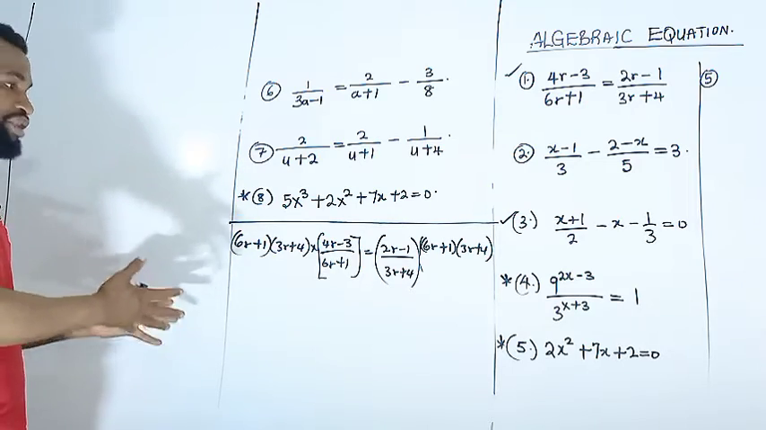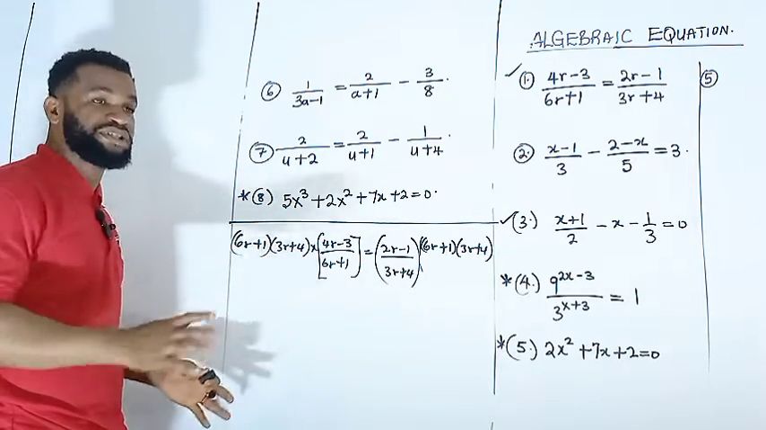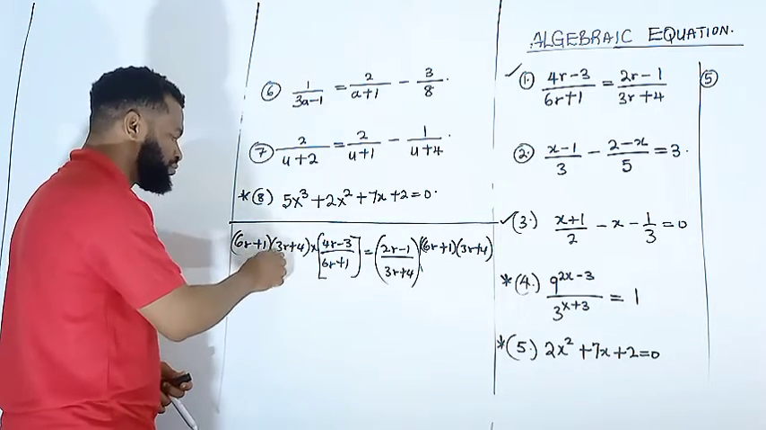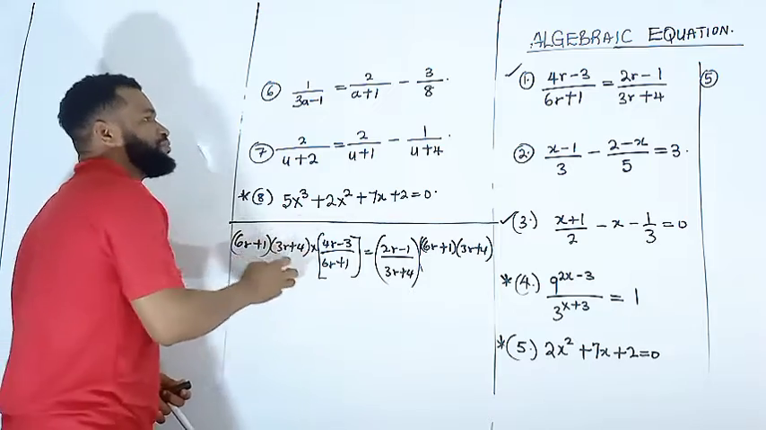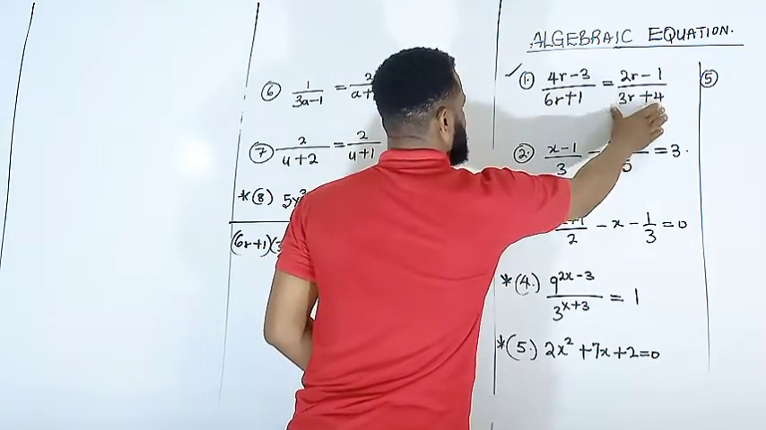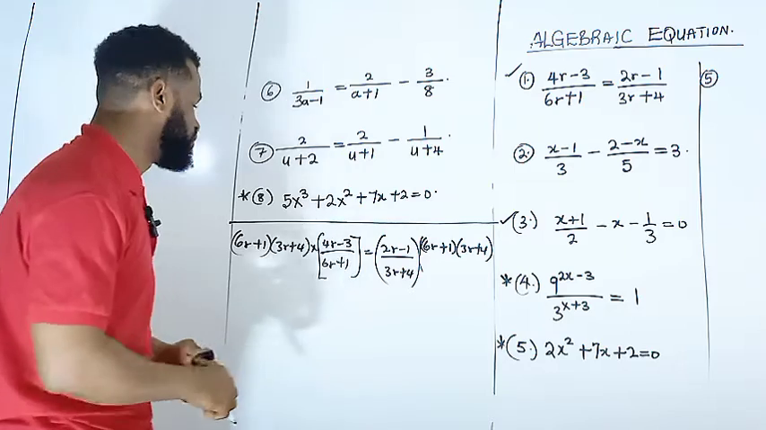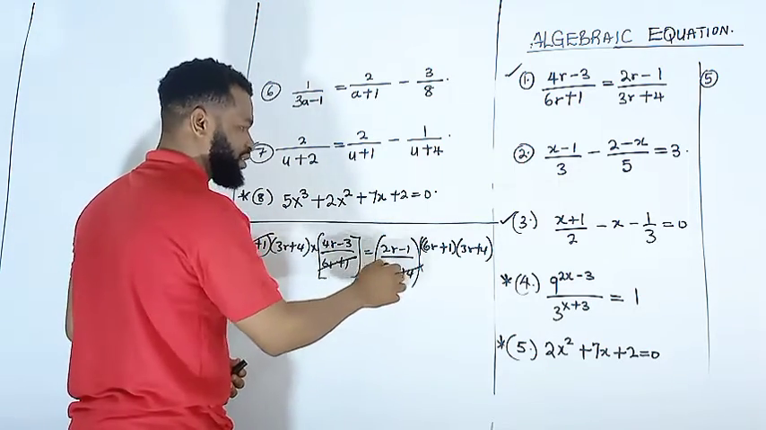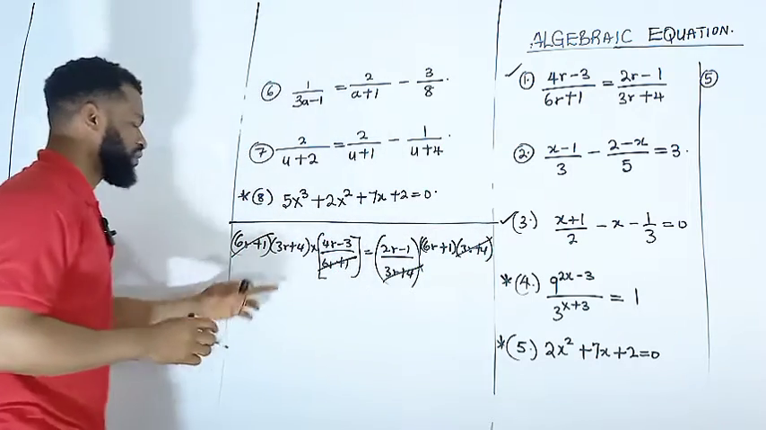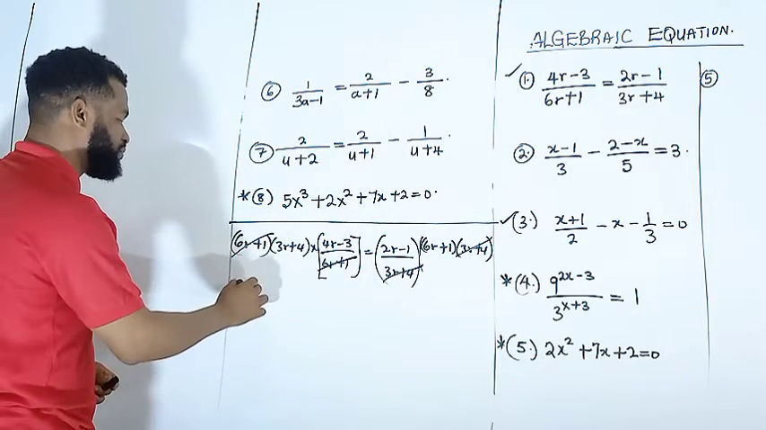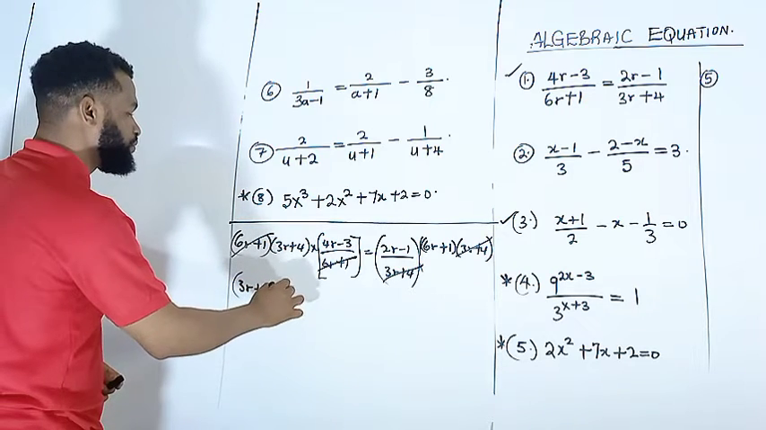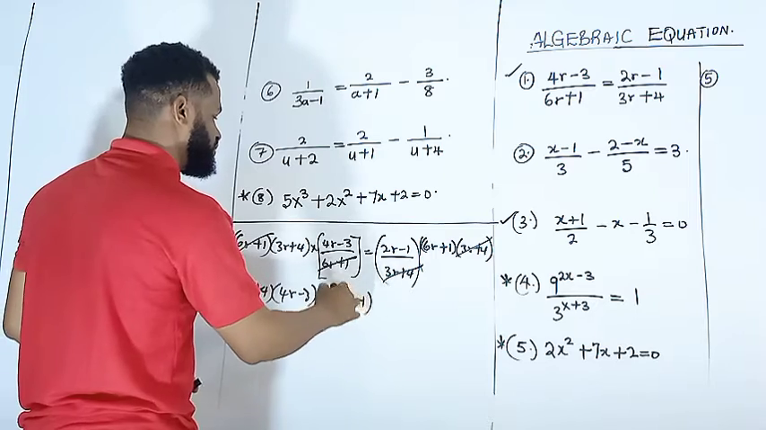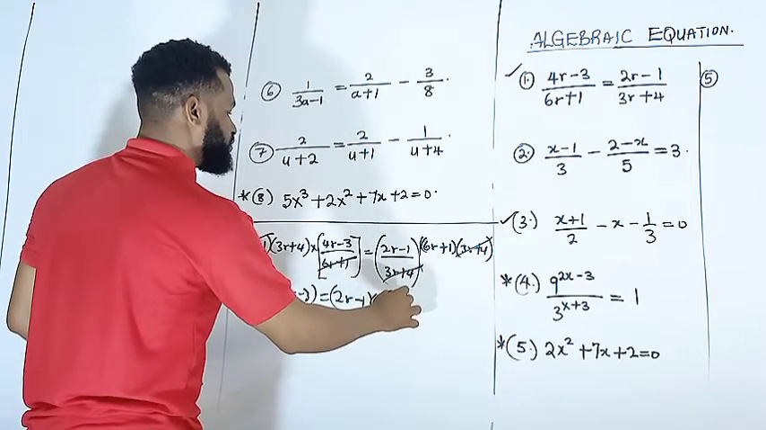It may look big, it may look complicated, but that is the perfect thing to do in mathematics. What am I doing? (6r plus 1)(3r plus 4) is the LCM of this and this denominator. When you multiply the two of them, that is the LCM. So this will cancel this, and this will cancel this. I am left with (3r plus 4)(4r minus 3) equal to (2r minus 1)(6r plus 1).